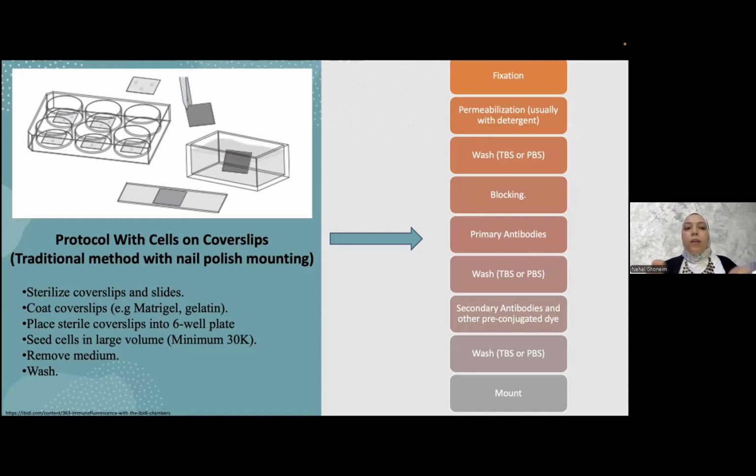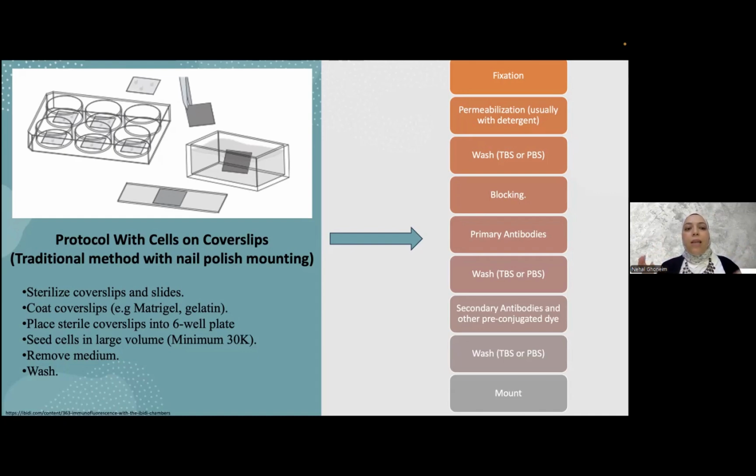You can coat the cover slips using extracellular matrix like Matrigel or gelatin, especially in the case of semi-attached cells like neuroblastoma cell lines. They are semi-attached, and these cover slips are not actually manufactured for cell culture, unlike the plates, which are modified with nanomaterials and things like this. So we can use extracellular matrix for proper attachment and to enhance the attachment of the cells.